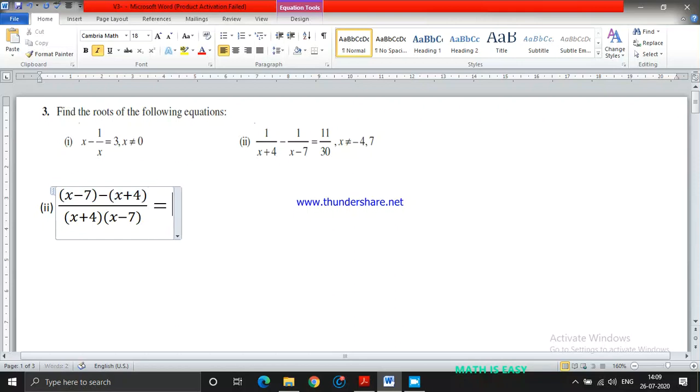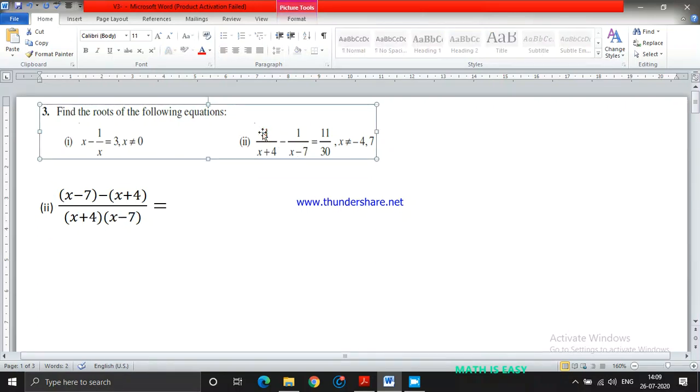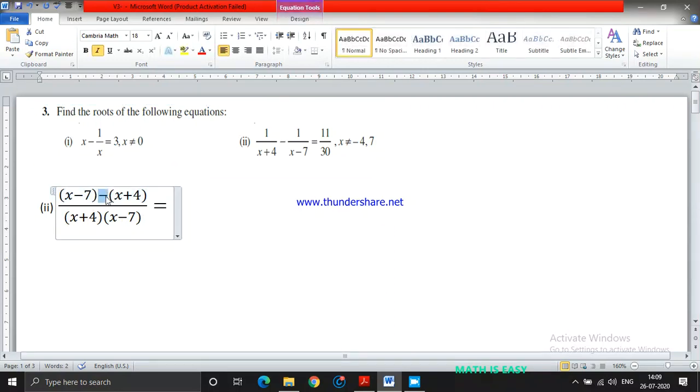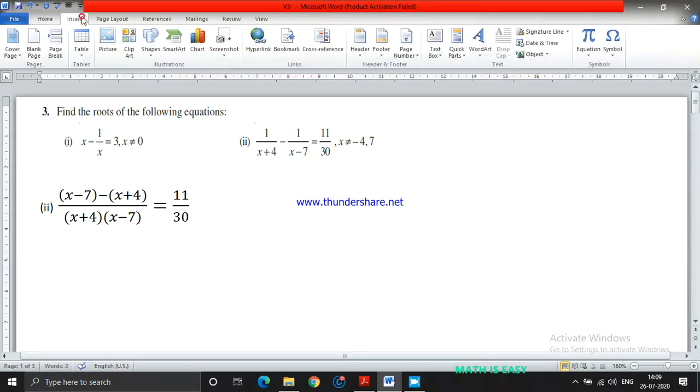How do you take the LCM? It is a very easy step. Just the denominators will be multiplied, x plus 4 into x minus 7, so that will be our denominator term. And the numerator, this denominator will multiply with this numerator, and this denominator will multiply with this numerator. If 2 is there, then 2 into x plus 4. And if minus is there, then the minus sign will come here. If plus is there, then the plus sign will come. Is equals to 11 upon 30. Right? So in the next step, let me insert the equation.